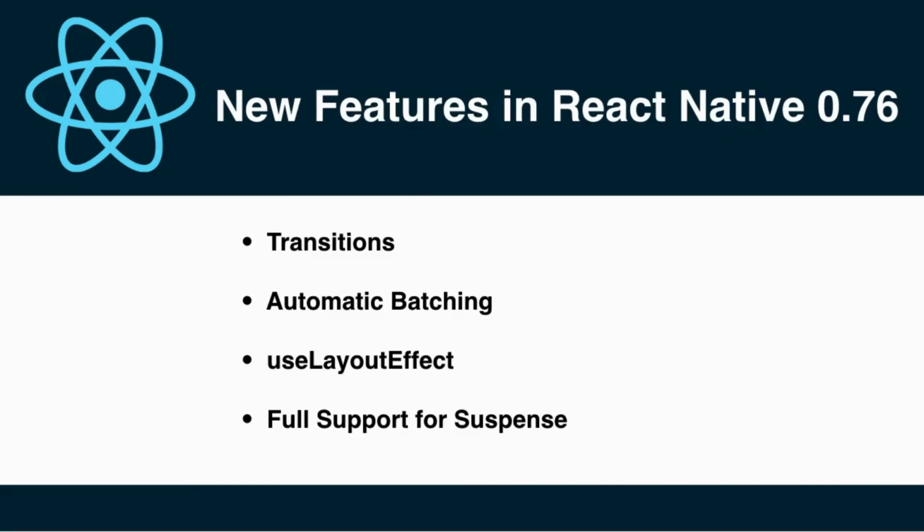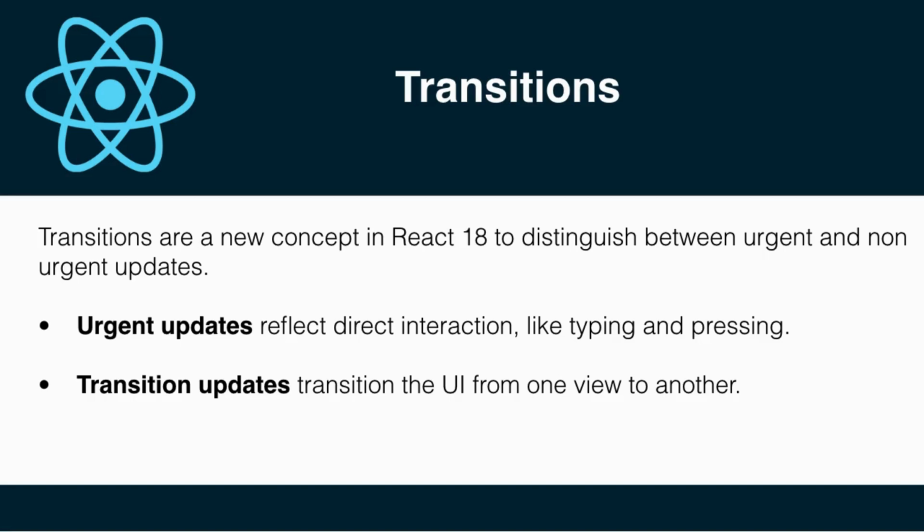The new architecture includes full support for React 18, concurrent features, and useLayoutEffect in React Native. The new features in React Native 0.76 include transitions, automatic batching, useLayoutEffect, and full support for Suspense. Transitions.